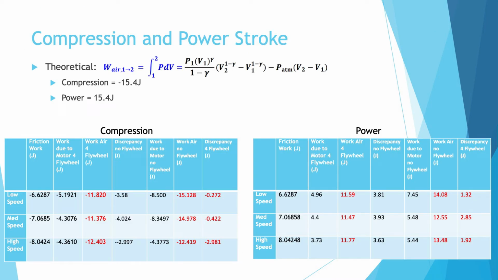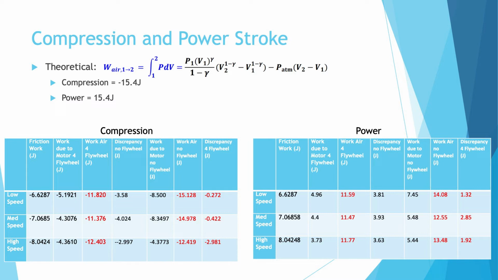From our data, we were able to calculate the experimental work from the compression stroke and the experimental work from the power stroke and compare it to our theoretical work from both strokes. We found the theoretical work for each stroke. Compression is negative 15.4 joules and power was found to be positive 15.4 joules.